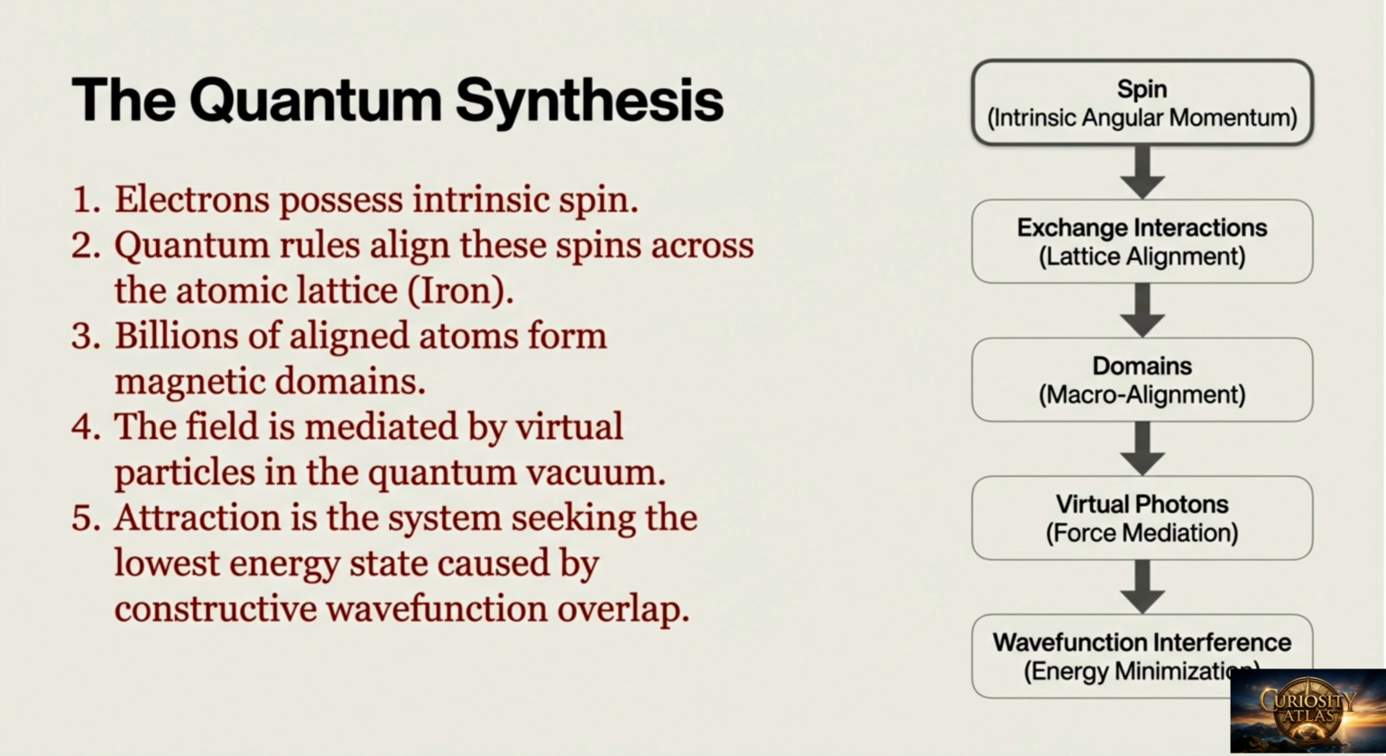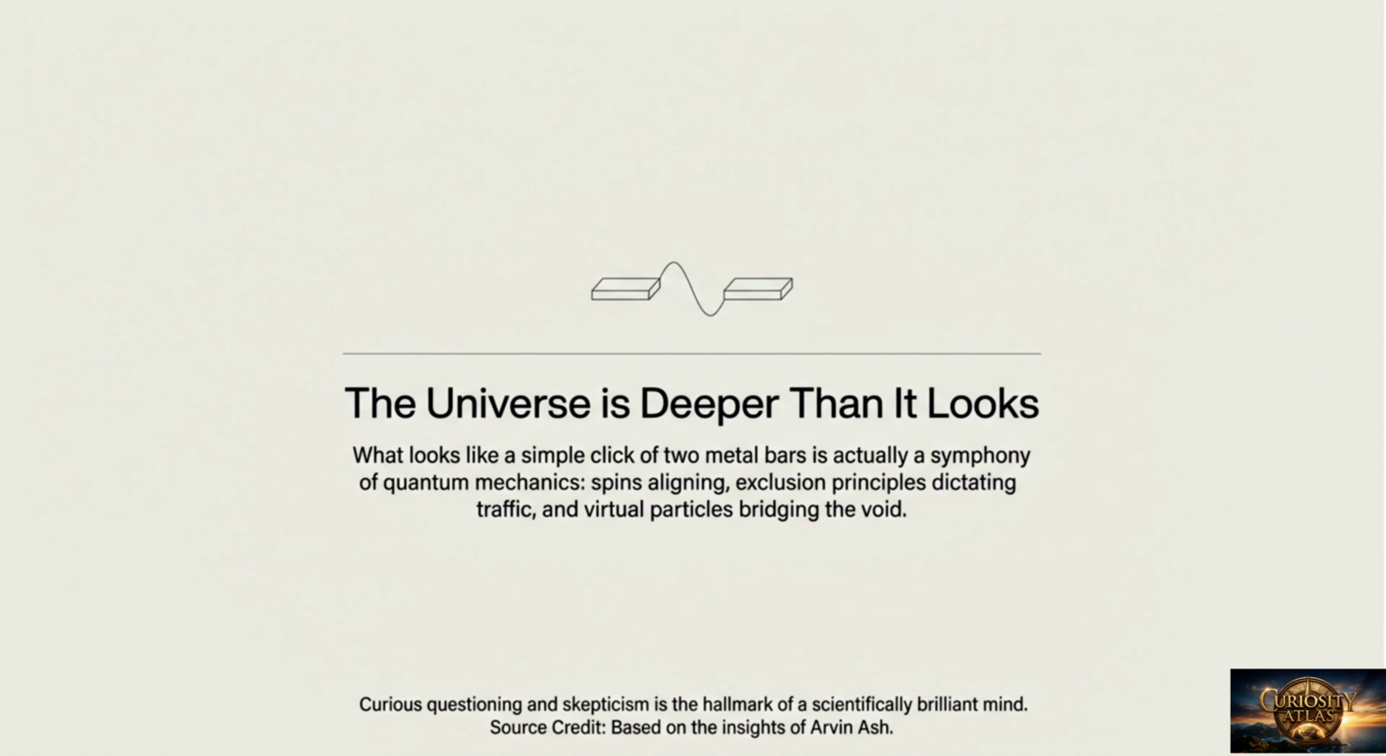The quantum synthesis of magnetism starts with intrinsic electron spin, which is aligned by quantum rules in the atomic lattice through exchange interactions. This forms macroscopic magnetic domains. The force is mediated by virtual photons, and attraction is the system seeking the lowest energy state through constructive wave function overlap. What seems like a simple attraction of metal bars is actually a symphony of quantum mechanics, involving spins aligning, exclusion principles dictating traffic, and virtual particles bridging the void. The universe is indeed deeper than it looks.